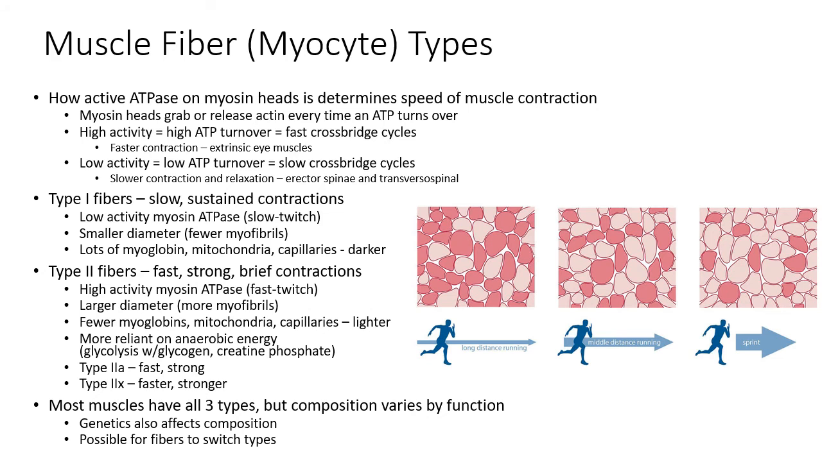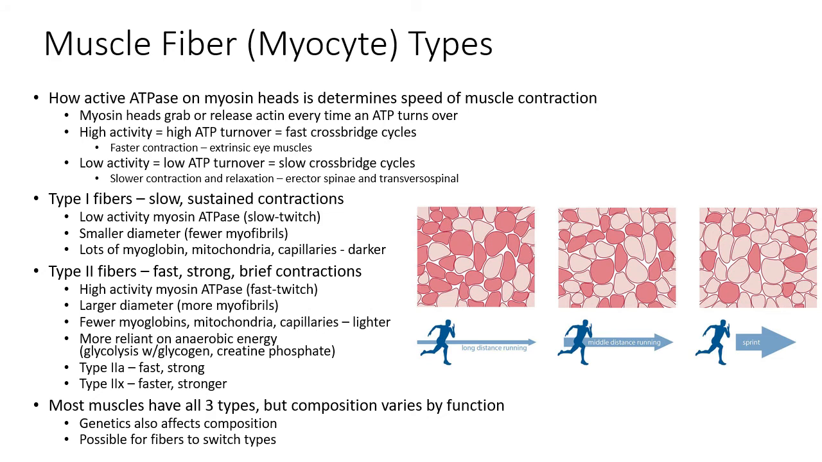Your type 2 fibers, on the other hand, are bigger, so they're able to fit more myofibrils. That means they can make more force overall, but they don't have as much myoglobin, mitochondria, or capillaries, so that makes it lighter in color. So white meat would be mostly type 2 fibers. Since it doesn't have as much ability to make ATP or to store nutrients or bring in nutrients, you're going to have less endurance in the type 2 fibers. They can contract very fast and very strong with their fast ATPase and their many myofibrils, but they cannot contract for a long time because they don't have the ability to make enough ATP.